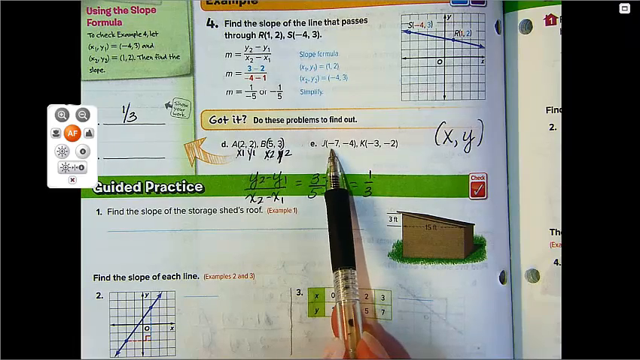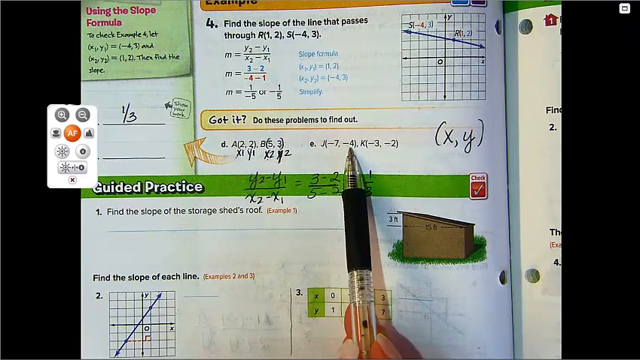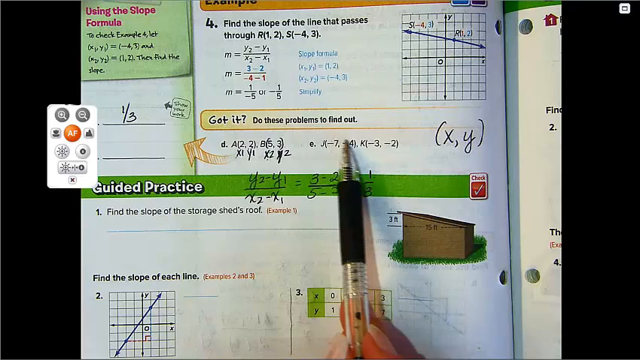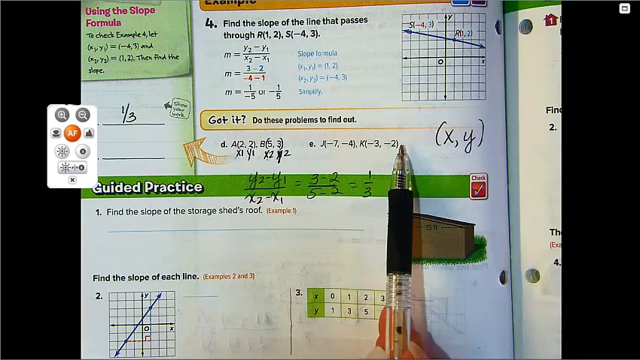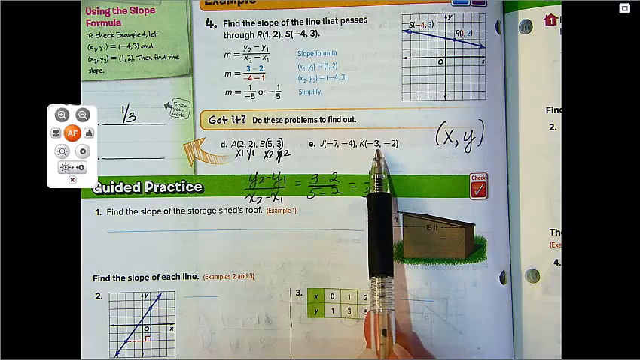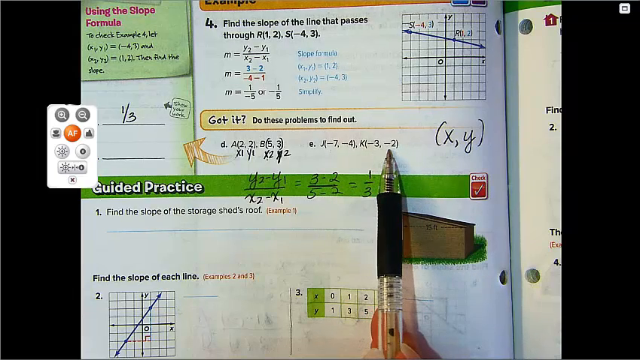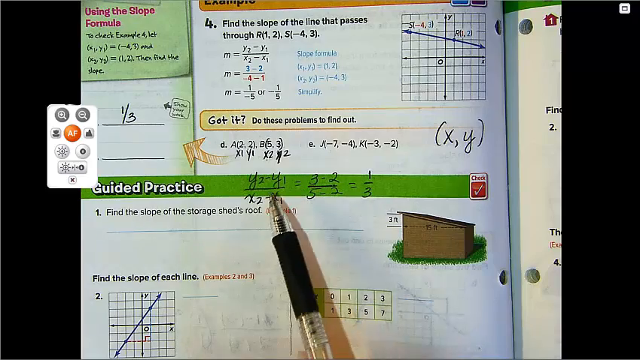Okay? Go ahead and do this one, E, on your own. Remember the -7 is your x1. The -4 is your y1. This is your first coordinate, so this is your x1, y1. This is your second coordinate, so this is your x2, your second x, and this is your second y. And plug them into this equation.